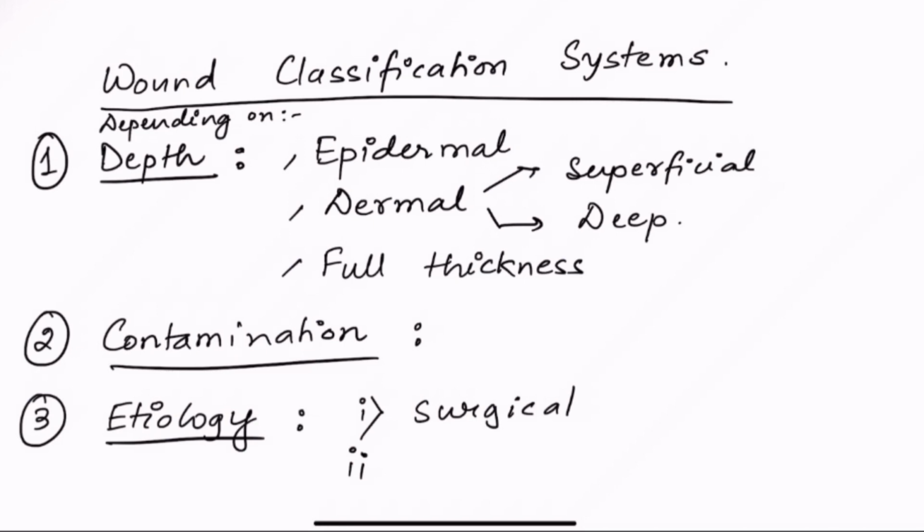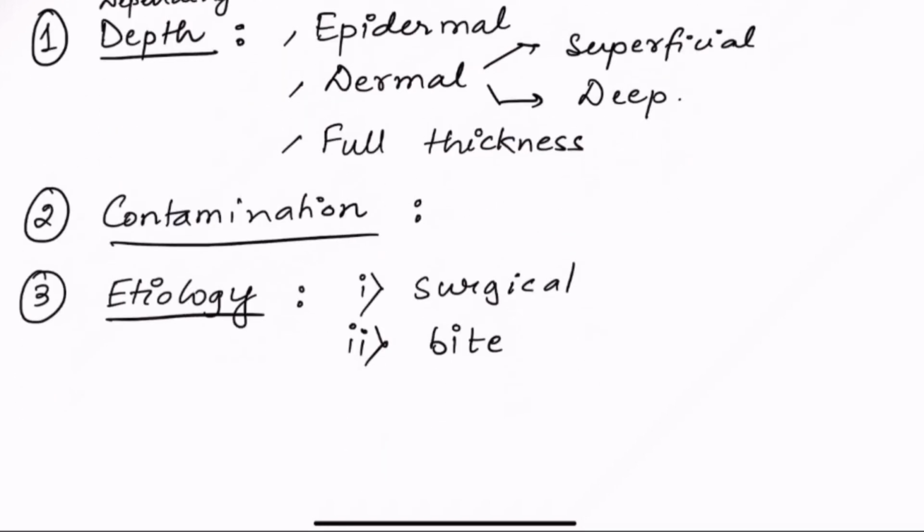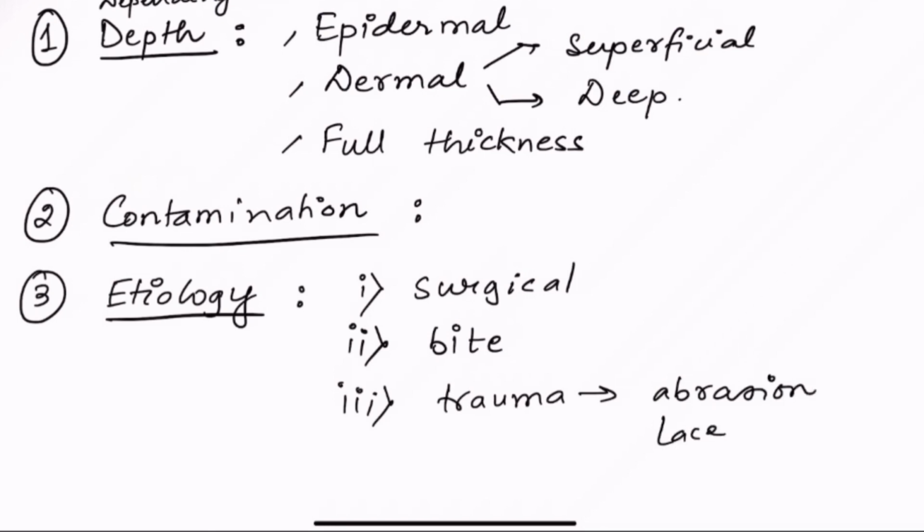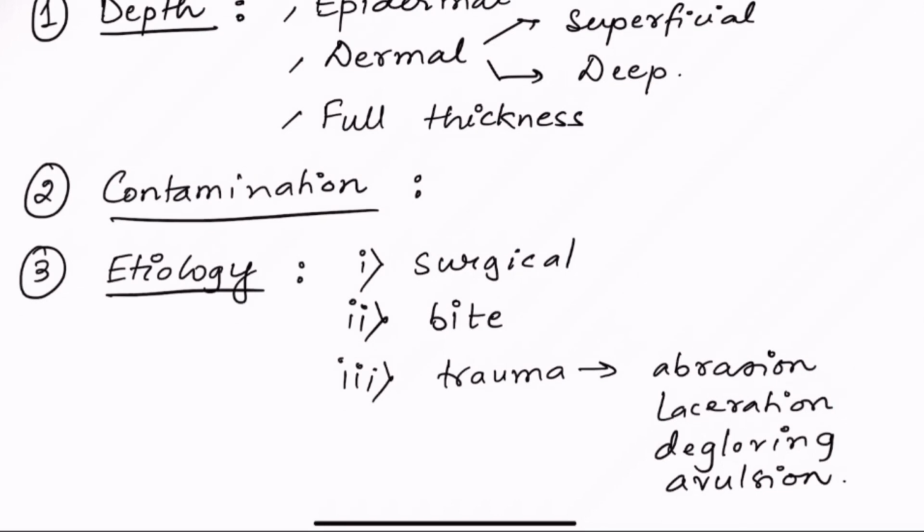The third classification of wound is based on etiology, which can be surgical, which can be due to a bite, and it can also be due to trauma. Now, due to trauma, there can be different types of wounds, like abrasions, lacerations, degloving, avulsions, and crush. You can remember it by the mnemonic LADAC, L-A-D-A-C. L for laceration, A for abrasion, D for degloving, A for avulsion, and C for crush.